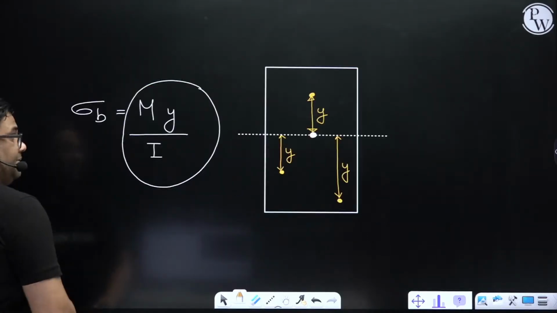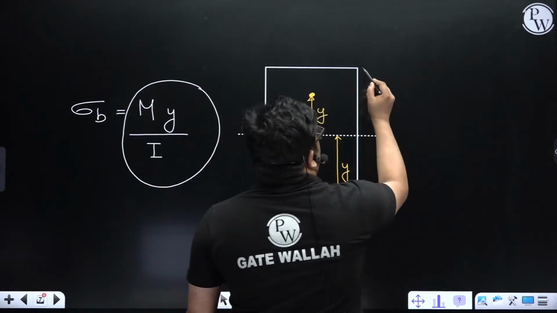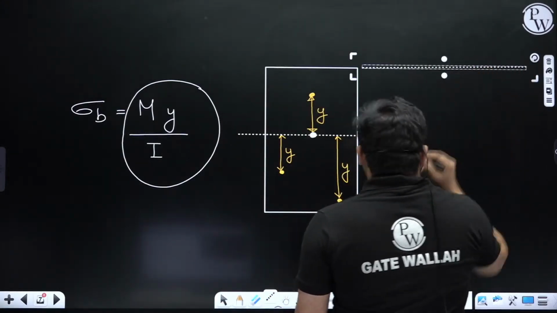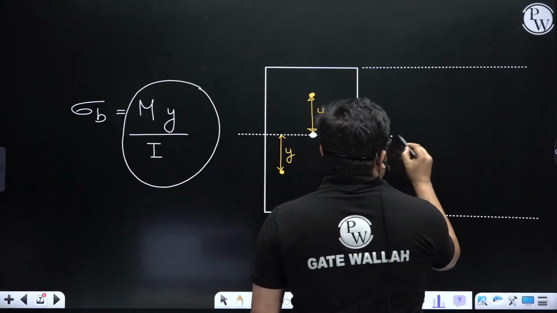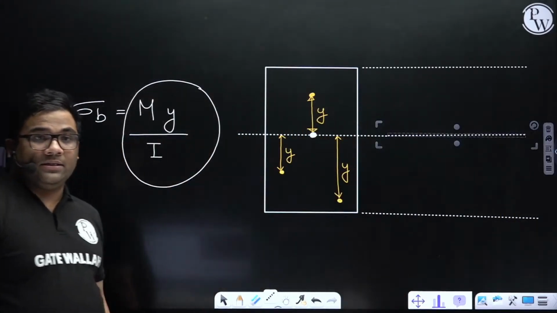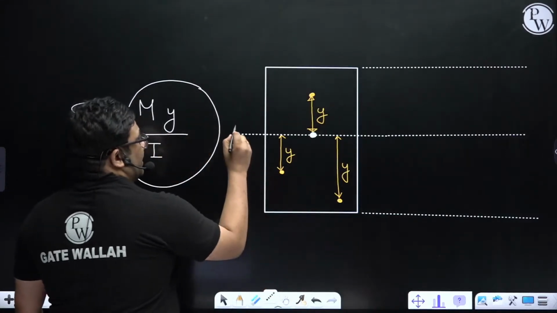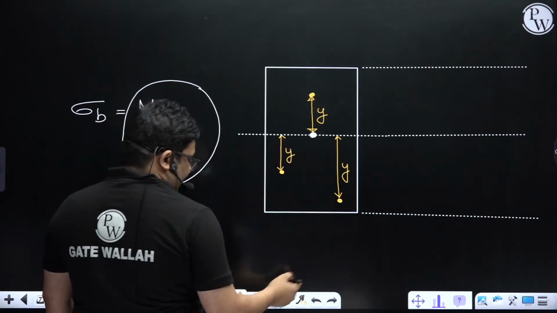If I plot the distribution of your bending stress, suppose this is the top one, this is the bottom one, right? And this is the neutral axis, right? So top, bottom, neutral axis. What is the neutral axis? It is passing through the centroid.